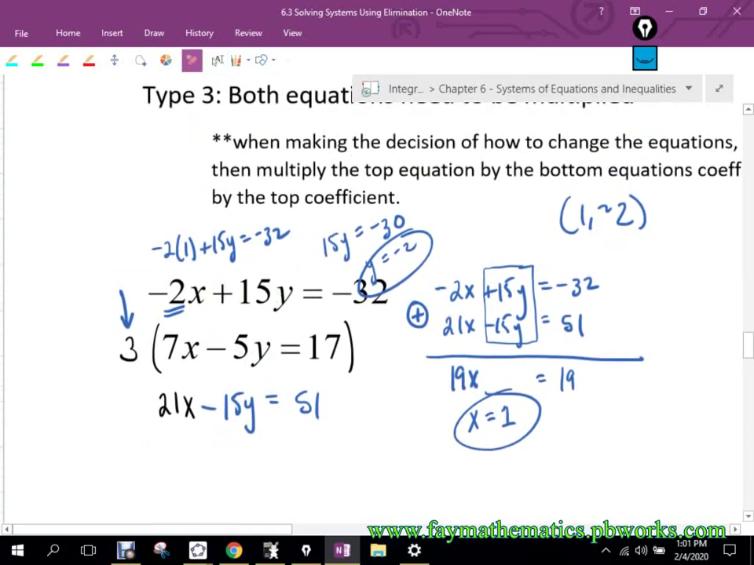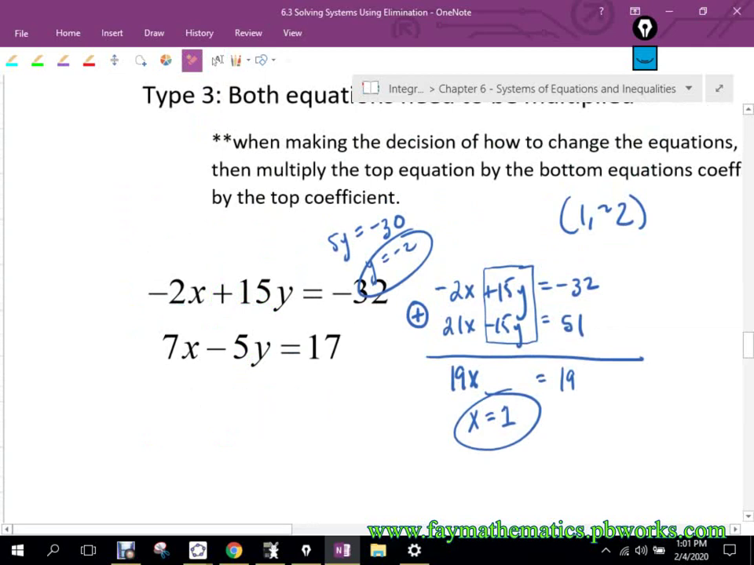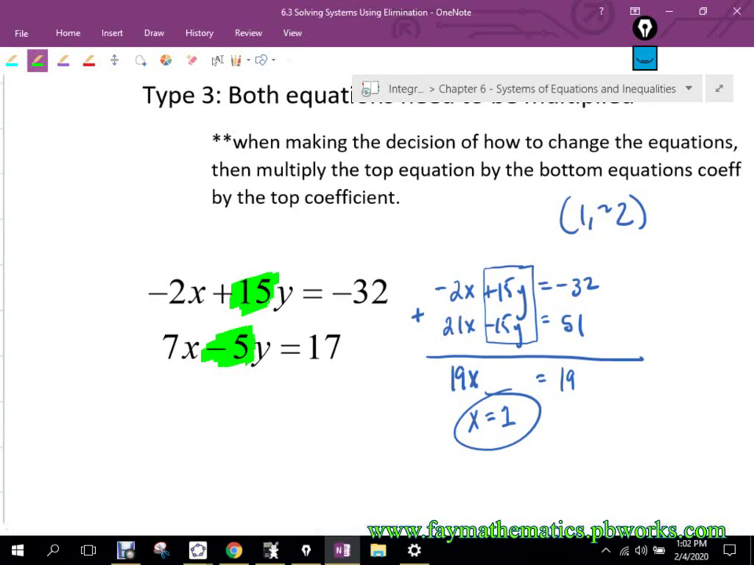If we start from scratch, the reason Travis told us to cancel these is because he recognized that 15 is a multiple of 5, right? So he's able to make that negative 5 through multiplication turn into 15. So that's why he chose 3. Does that make sense? Because that's what you need to multiply by to make it 15.